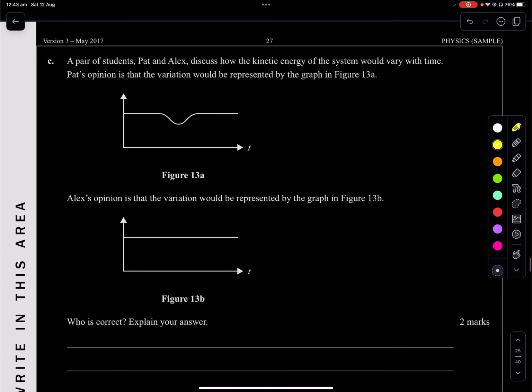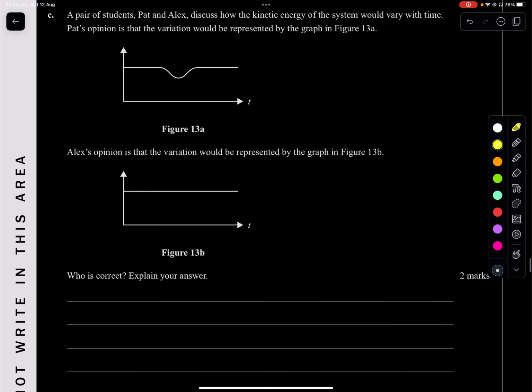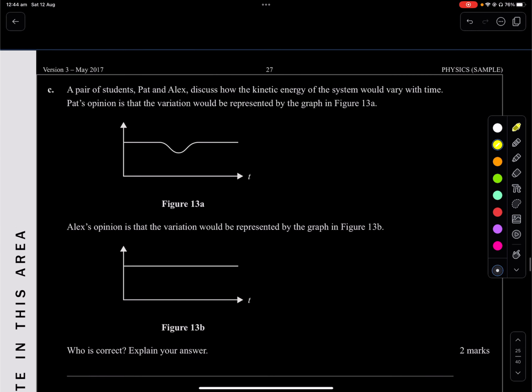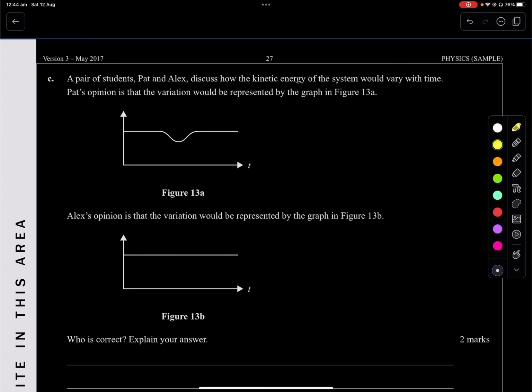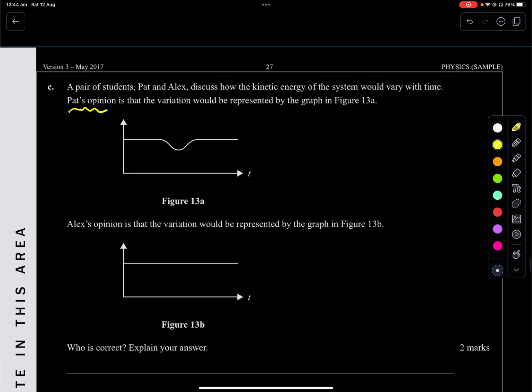Alright, a pair of students, Pat and Alex, discuss how the kinetic energy of the system would vary with time. Pat's opinion is that the variation would be represented by the graph in figure 13a. Alex's opinion is that it would be represented by the other graph. So, who's correct? Well, Pat is right, because remember, there is a spring. If there was no spring, yes, Alex is right. Your kinetic energy would be constant throughout the whole thing.